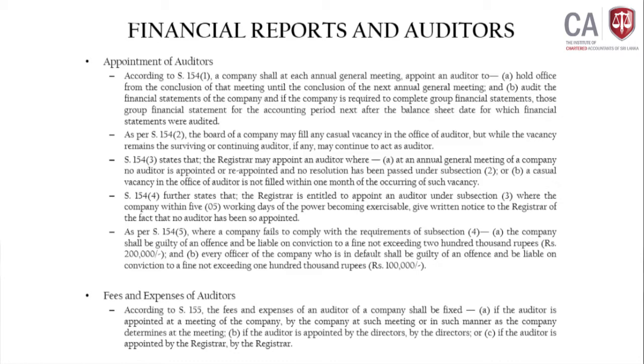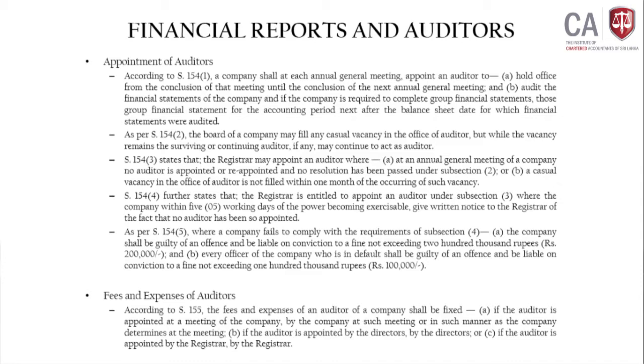So, if the company has given notice to the registrar that there is no auditor and the auditor's office is vacant, then within 5 working days once the written notice is given, the registrar, being aware of the fact that no auditor has been appointed, is entitled to appoint an auditor.